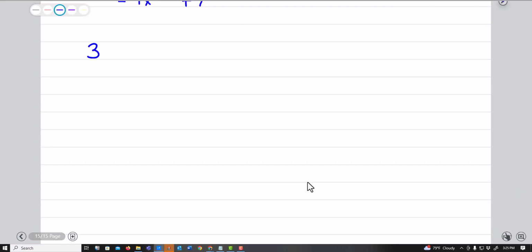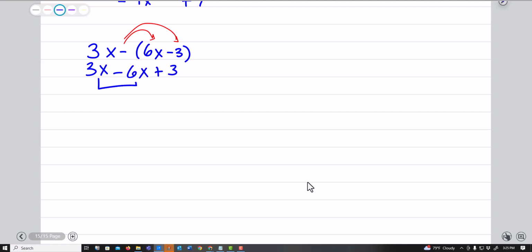So when you want to be careful is with negative signs. So if I have something that looks like this, you need to be sure that you distribute that negative to everything inside the parentheses. So that's really 3x minus 6x. A negative and a negative would be plus 3. These are my common terms. One is positive, one is negative, so I'm going to subtract and keep the negative sign on the larger value, and I get that answer.